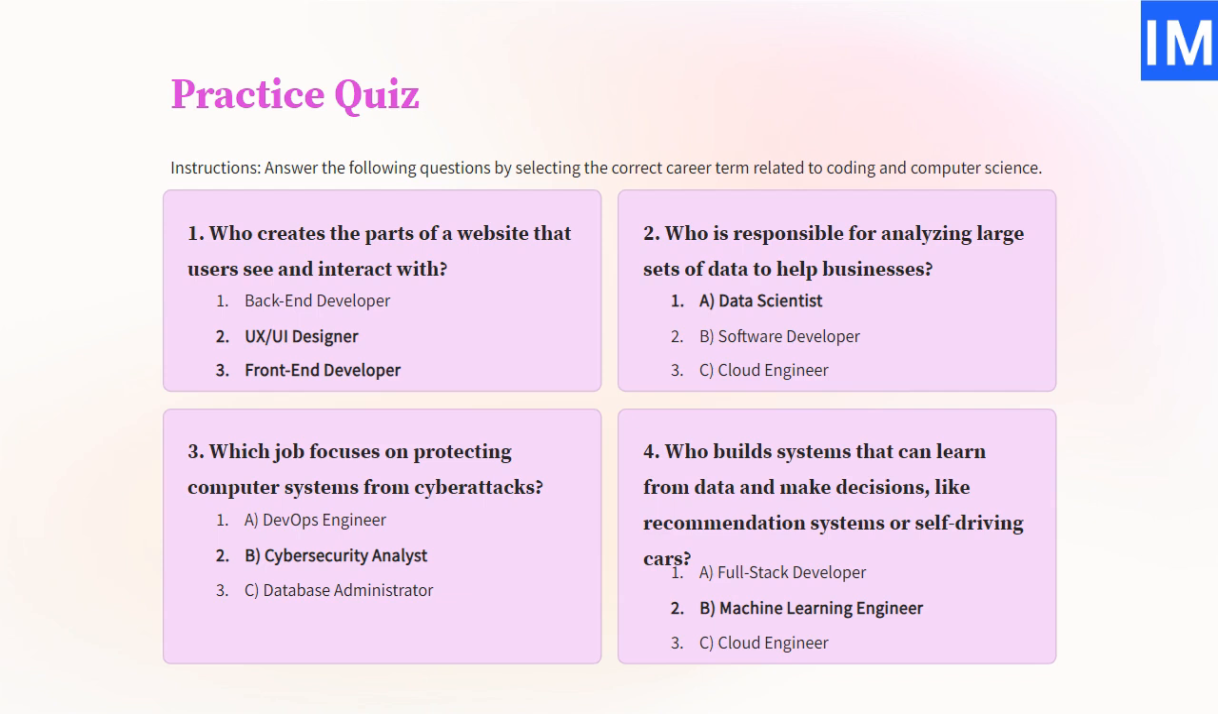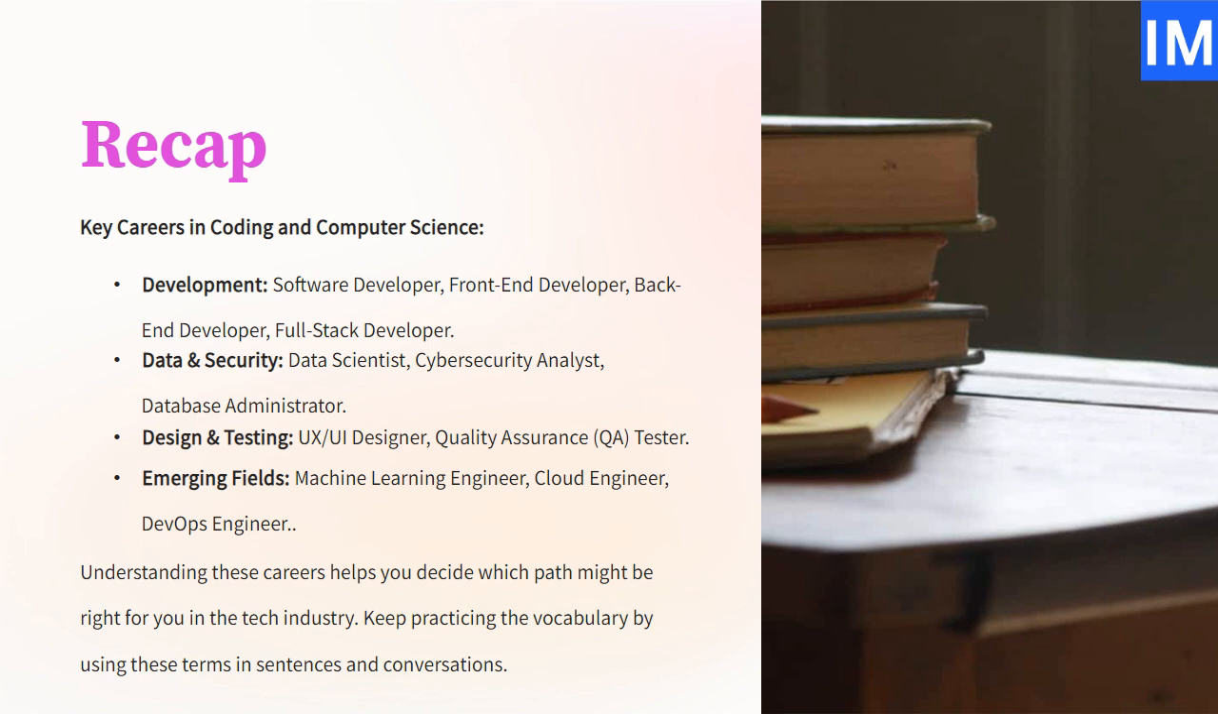Practice makes perfect. This is the end of our lesson. In this lesson, we have covered various key careers in coding and computer science, including roles in development, data security, design, and emerging fields like machine learning and cloud engineering. And I hope that you have learned this vocabulary and that it is going to be useful for you in your career. Understanding these words can help you decide which path might be right for you in the tech industry.